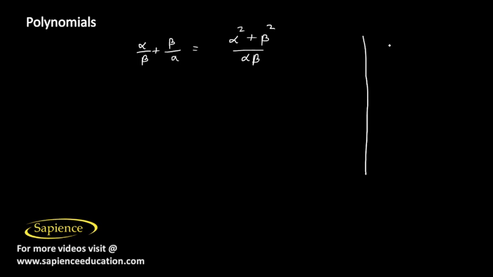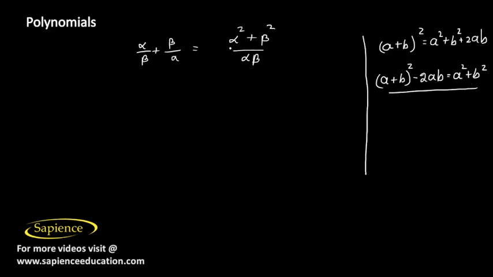You know the algebraic identity that a plus b whole square is equal to a square plus b square plus 2ab. So this is an algebraic identity. If we take this 2ab to the left hand side, then we will get a plus b the whole square minus 2ab equal to a square plus b square. So using this, we can substitute the value of alpha square plus beta square as alpha plus beta the whole square minus 2 alpha beta, divided by alpha beta.